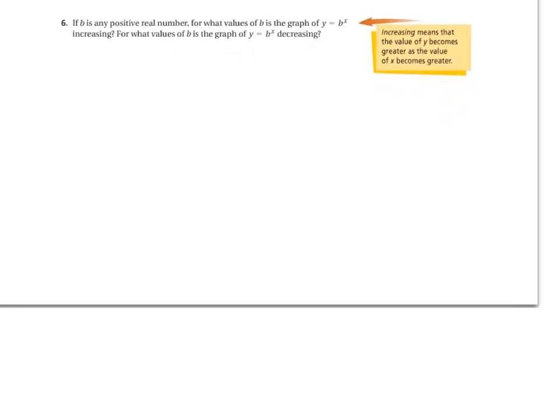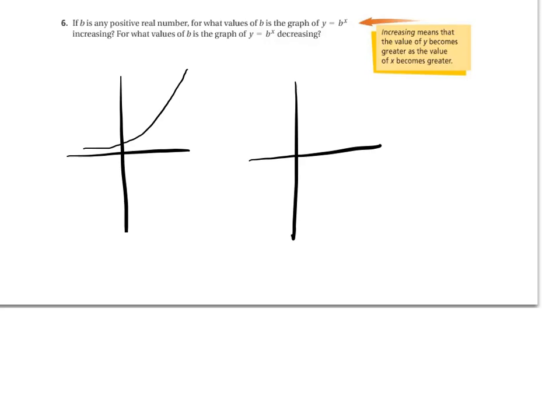If b is any positive real number, for what value of b is the graph of y equals b to the x power increasing? For what value of b is the graph of y equals b to the x power decreasing? Increasing means something like this. Decreasing means something like this. It's all up to what value you have for the base. Look at your notebook, because we've done this in the classroom, and you can also look it up on the internet if you want.